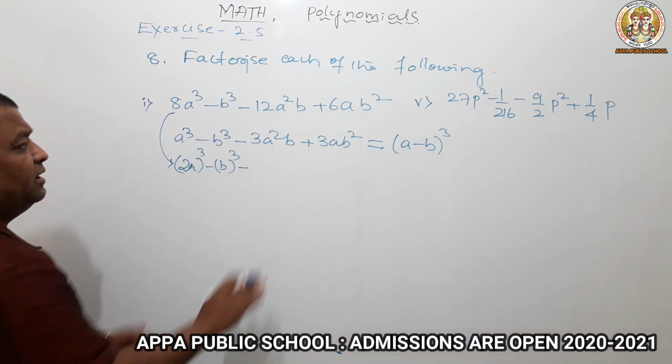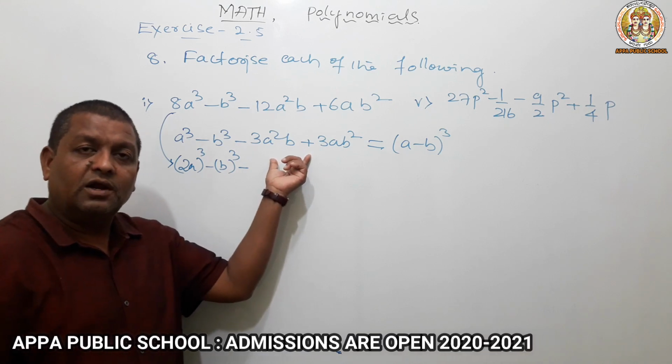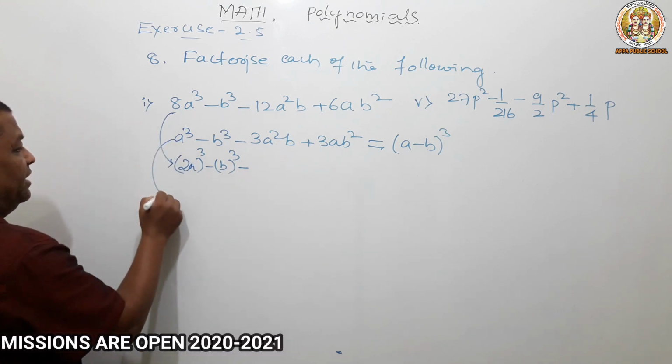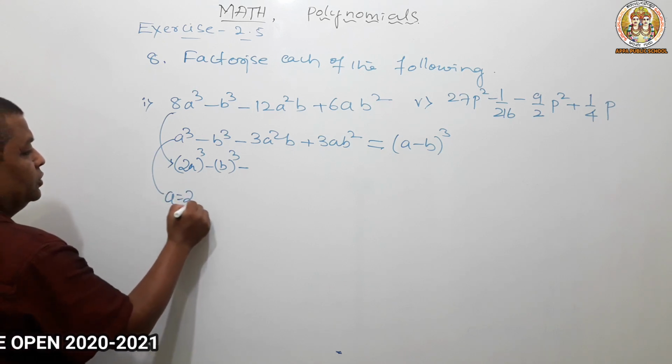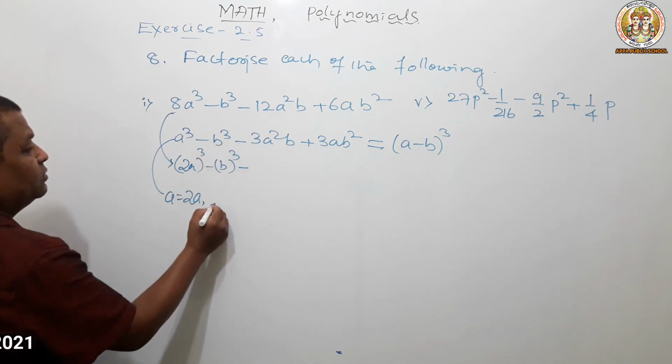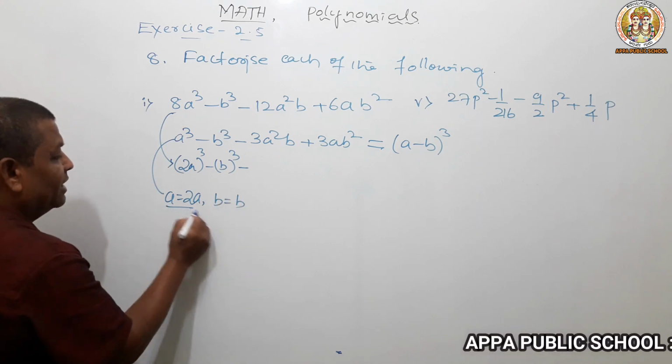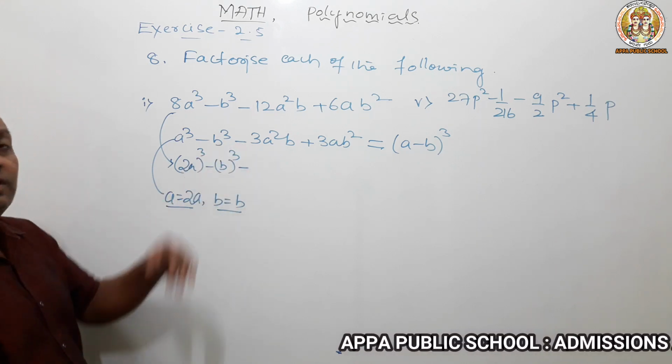So no need to worry about this area. I will show how to write it easily. First you go to the values of a. So a is equal to 2a, b is equal to b. So I got the a value and b value. Now you fill up this gap.